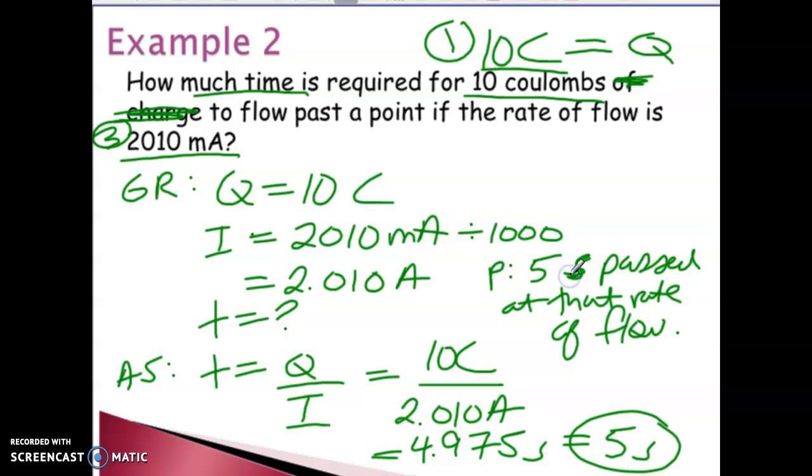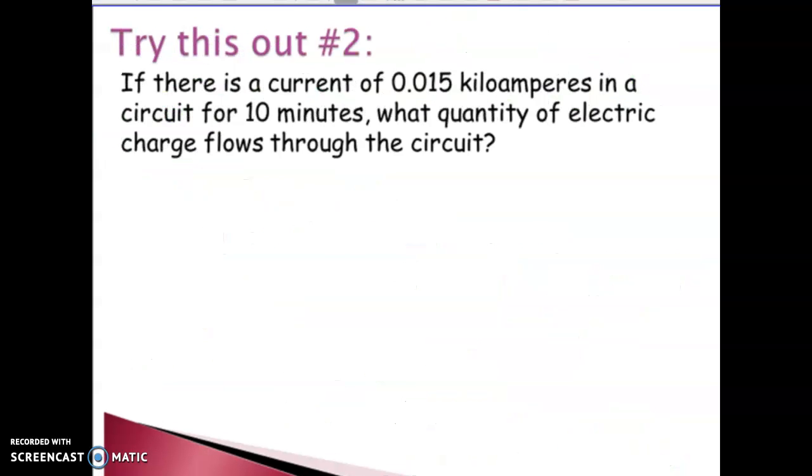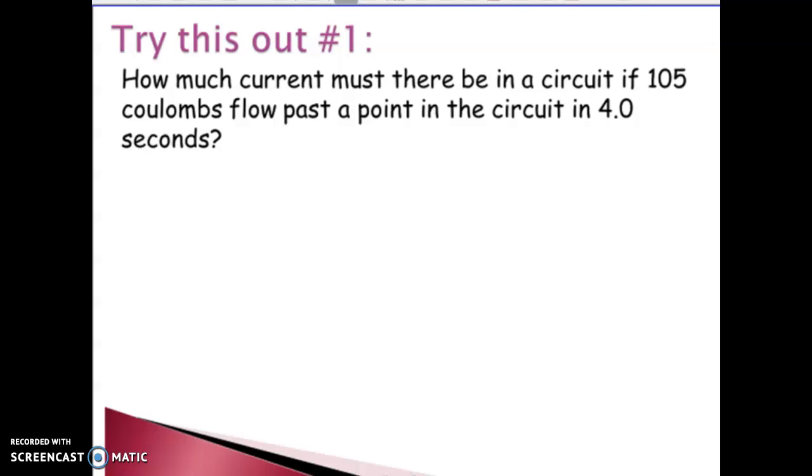Okay, so just a friendly reminder, you must always have your units, and your final answer is the only one that you are concerned with for significant digits. All right, so there are 2 I want you to try out. Take a look at this one, read it over, pause the video, and then come back to see how you do.